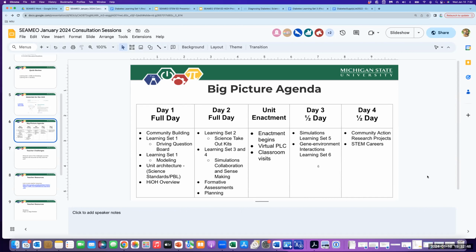And this unit has been taught in both 6th grade and 7th grade. In 6th grade, in Michigan, the teachers are still elementary school teachers who typically don't have a really deep science background.